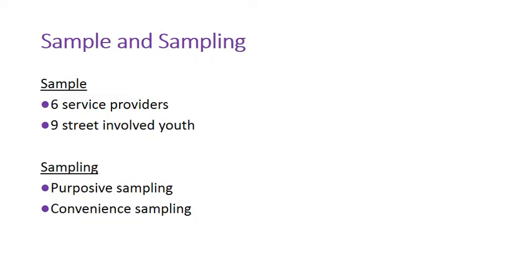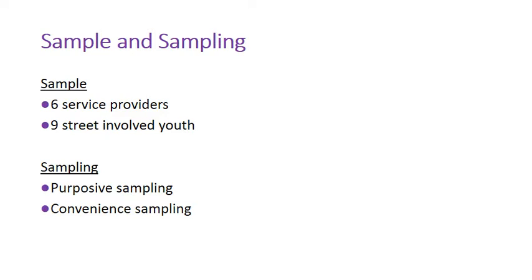The sample for this phase of the study consisted of 6 service providers and 9 street-involved youth. In terms of sampling, purposive and convenient sampling methods were used. Purposive sampling is when the researcher selects the best participants based on the quality of their insights and willingness to reflect on the phenomenon of interest.